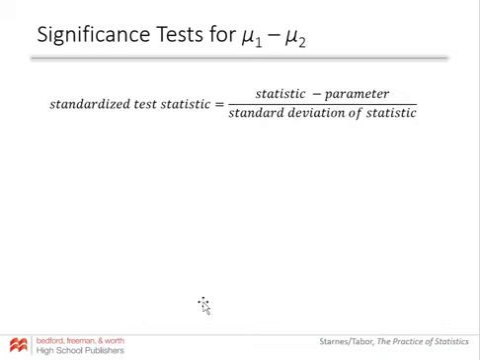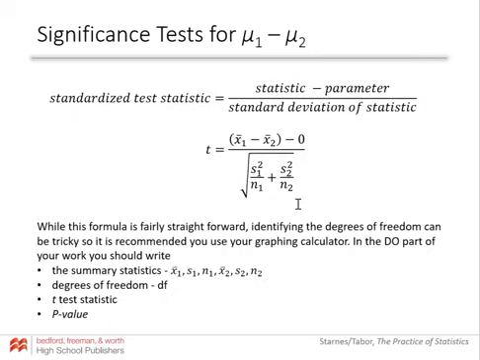All right. Remember with significance tests, if you're doing them by hand, we would be finding some standardized test statistic. In this case, it would be t, and this would be the formula that we would use. Looks pretty simple. We know all those numbers, except, again, degrees of freedom gets a little tricky. So again, I would suggest using your calculator, and then these are the things that you should write down for the do part: the summary statistics, the degrees of freedom, which is going to be some decimal number from the calculator that we're not going to get into the math behind, the value of the test statistic, so in this case it's t, and then your p-value.